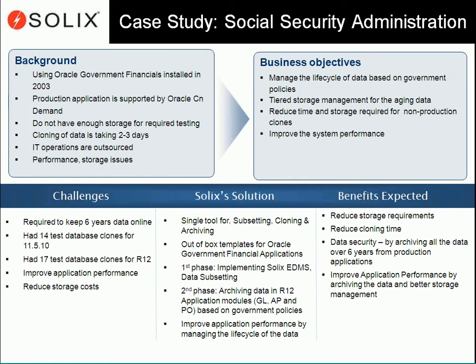And in the second phase, we have implemented the archiving technology, where based on the government policies that dictate how long which transactions have to be kept online, the rest are archived in an archive database. That also means you are reducing the footprint of your production application, improving its performance, reducing the storage cost, and addressing one other issue, which is business continuity in case a disaster recovery occurs. How fast can you recover the systems and so forth?